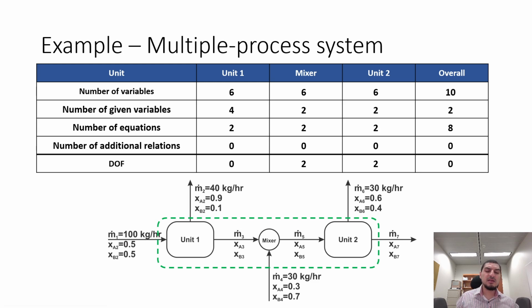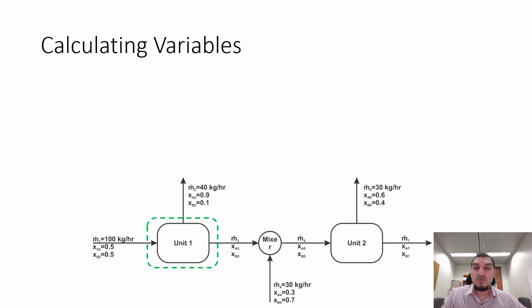So this is a very interesting thing. I can go from unit 1, mixer, unit 2, or from overall, unit 2 and then mixer. So anyways, I can plan ahead of time before I start the solution, just because I have all the degrees of freedom in one place, which is a very interesting thing. So let's start with unit 1.